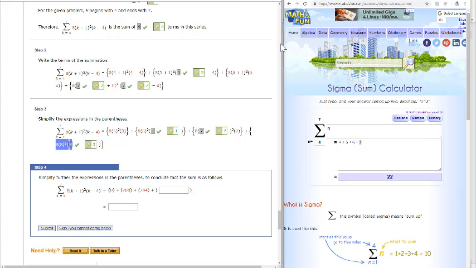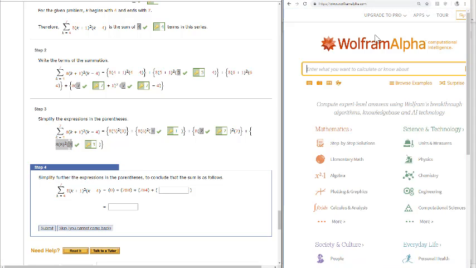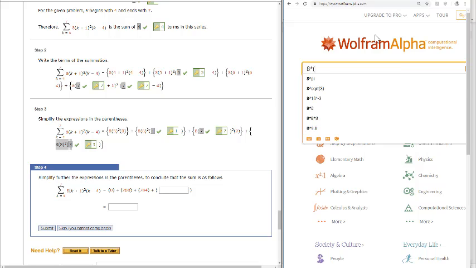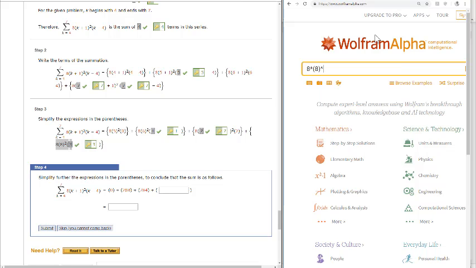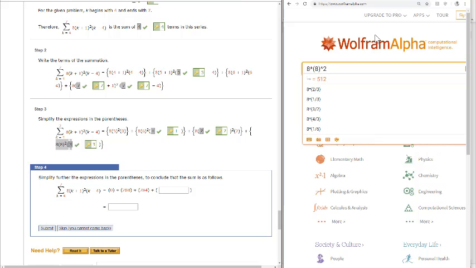So I know we can do this in our heads, but I'm going to use my Wolfram Alpha. That's 8 times 8 squared times 3. And that's equal to 1536.